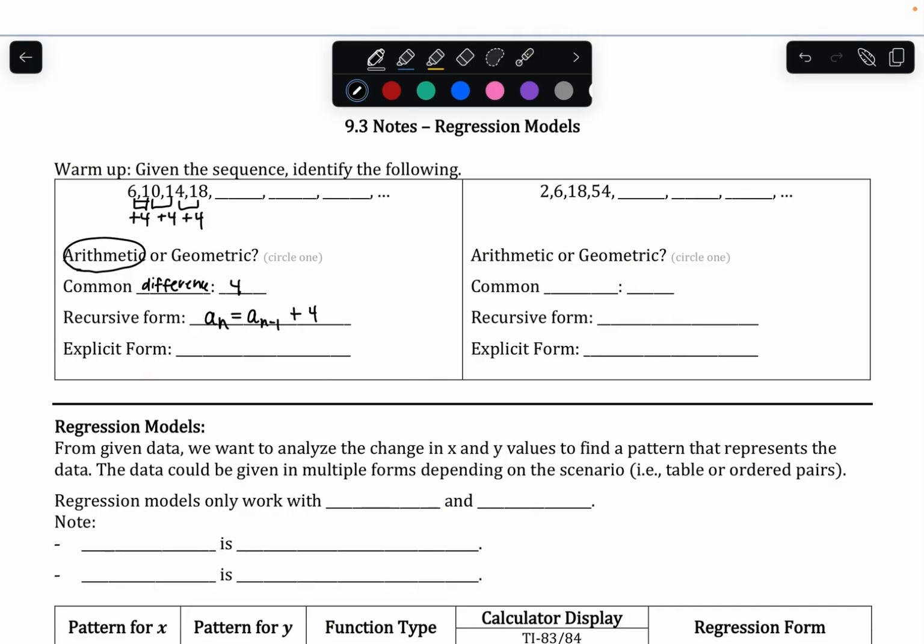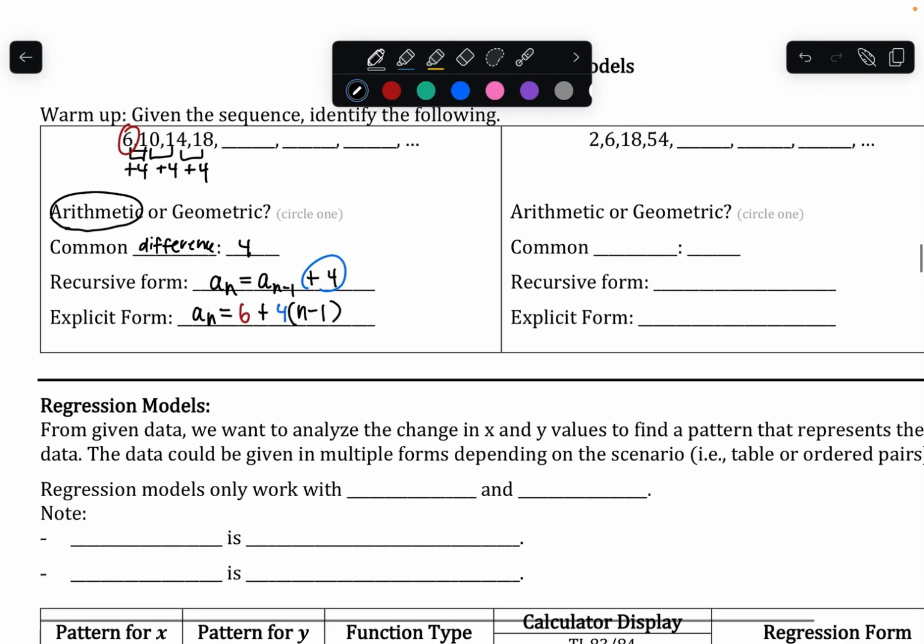A helpful formula would be the explicit form, which says you start at the first term, which in this case is 6, and you add the common difference 4, n minus 1 more times. And so if you were to look for the 10th term, you'd start at 6 and you would add 4 9 more times to get to the 10th spot because we're starting in the first and we have to go 9 more spots. Okay, something I want to point out about arithmetic sequences is they are linear.